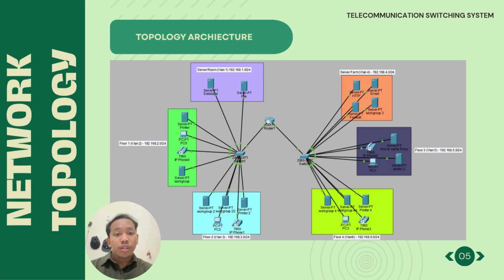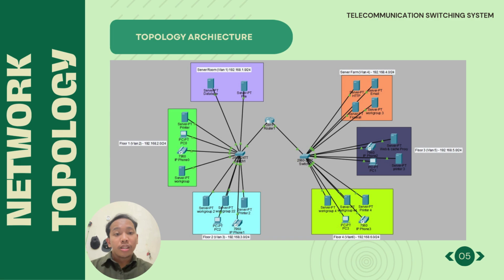VLAN 4 is the server farm, which hosts important services such as the email server, HTTP server, proxy server and firewall. At the center of the network, two Cisco 2960 switches connect all end devices. The switches are connected through a Cisco 2811 router, which performs inter-VLAN routing, allowing devices in different VLANs to communicate when permitted by the network policies.